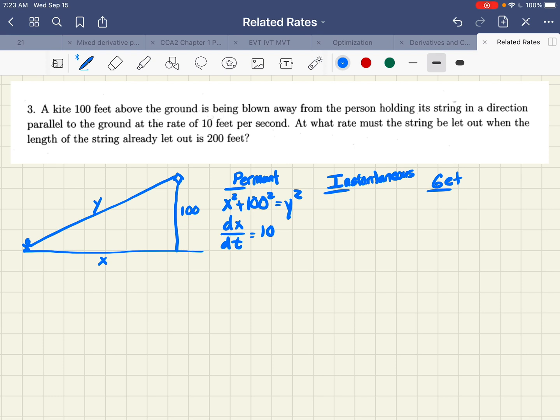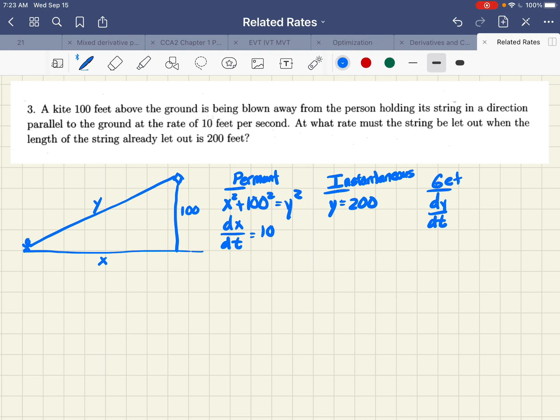At what rate must the string be let out when the length of the string is already 200 feet? So instantaneously, in the moment, y is 200. But that's not permanently true. It's just true in the moment we're looking at. And at what rate must the string be let out? So we're asking, at what rate is y changing, dy/dt? So I've got permanent, instantaneous, get.